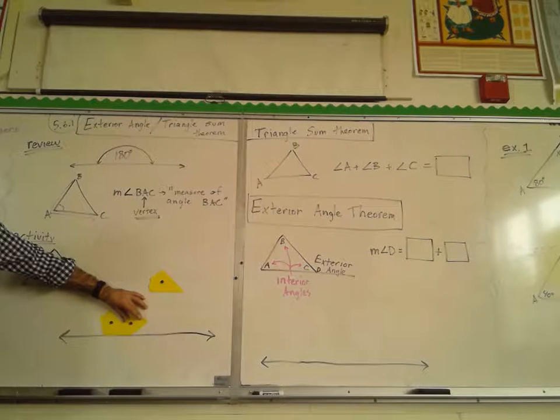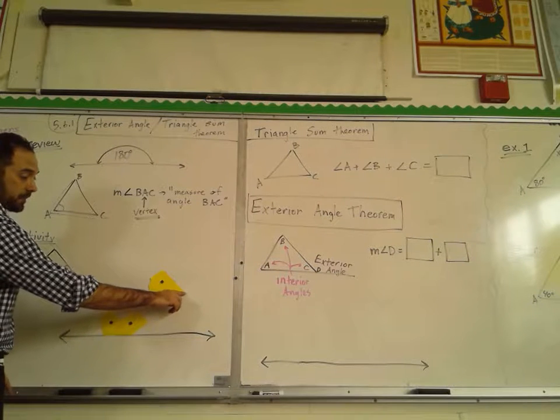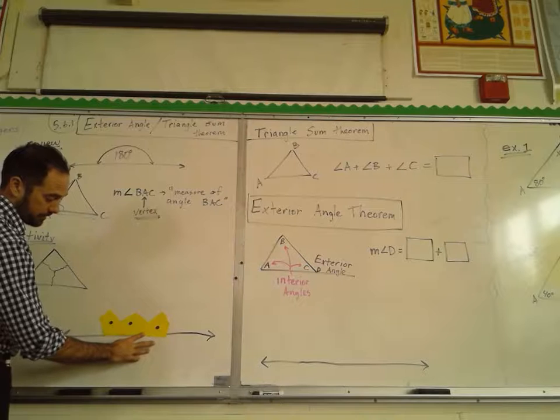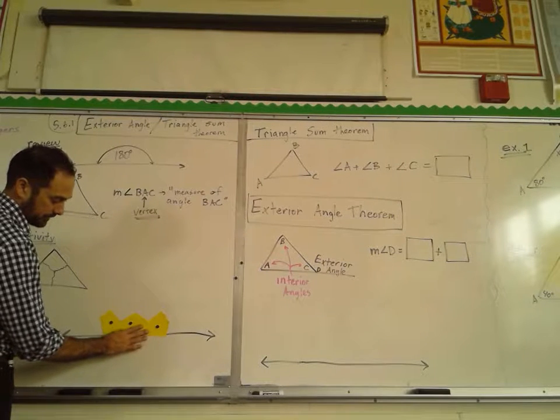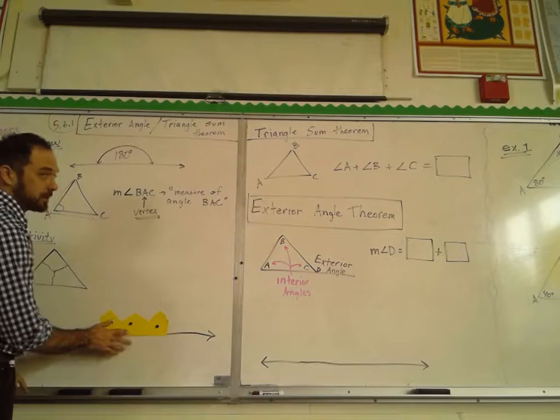Where do you think the last one's going to go? Think it's going to fit? No. So I want this vertex to be facing and touching at one point. Watch what we have. What's happening? My line's not big enough. Like this? Okay. You can use the side of the paper if you want.